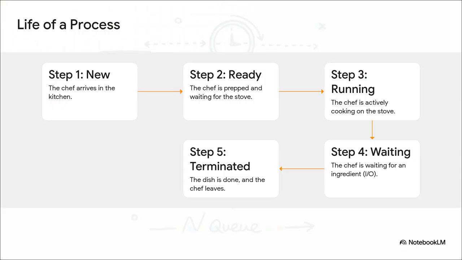And our chef, our process, has a pretty clear life story. First, they arrive in the kitchen. That's the new state. Then they get all their ingredients prepped and they're waiting for their turn at the big stove, the CPU. That's ready. When it's their turn, they're running, actively cooking. But sometimes they have to step away to wait for, say, something to come out of the oven. That's the waiting state. And finally, when the dish is done and served, they're terminated. Their job is over and they leave the kitchen. Every single thing happening on your computer right now is constantly bouncing between these states.